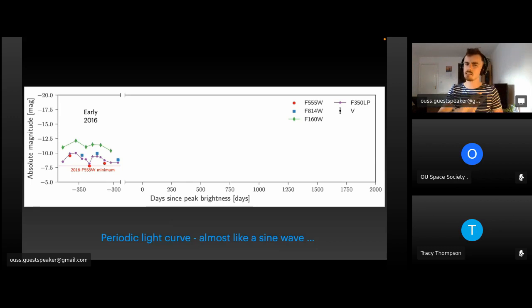And you can almost see that the light curve is almost showing a periodic tendency, almost like a sine wave. Now, this may be some indication of a binary. You can imagine like an eclipsing binary, or one star moving in front of the other, changing its brightness on somewhat of a regular basis. But that remains to be seen, and that's speculation at this point.